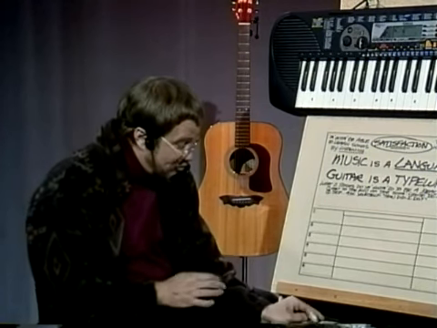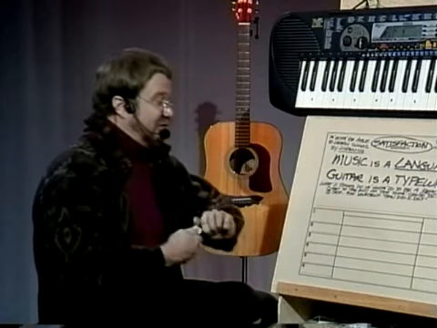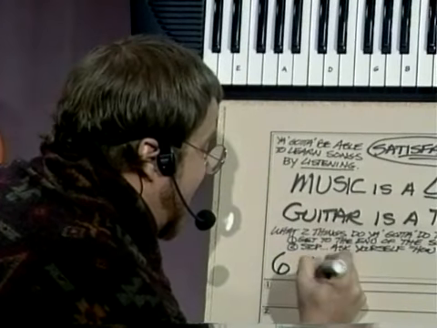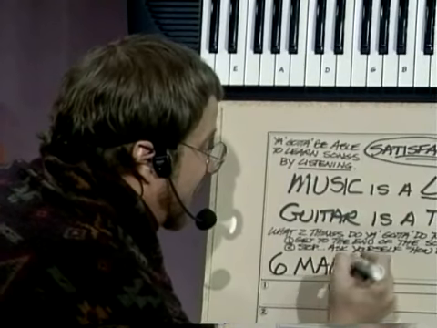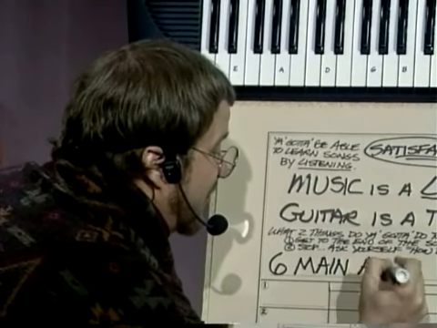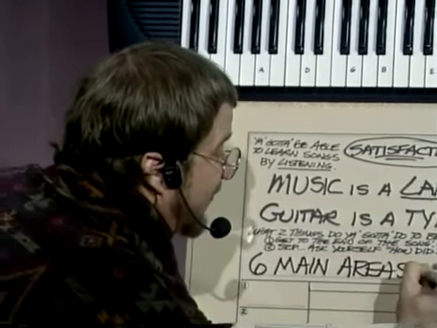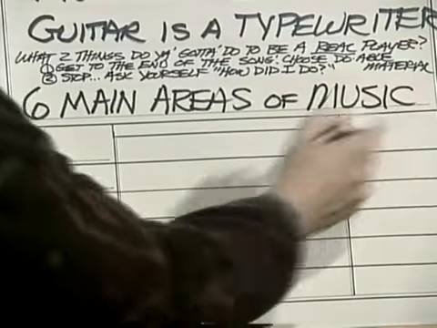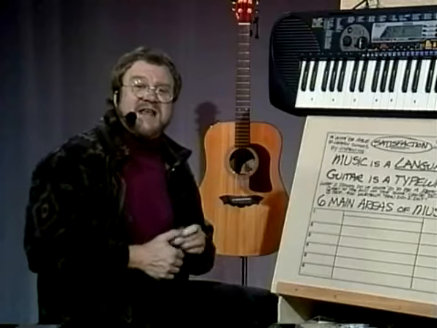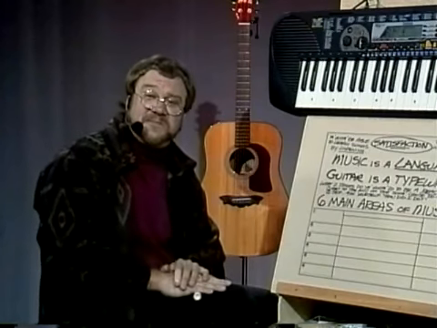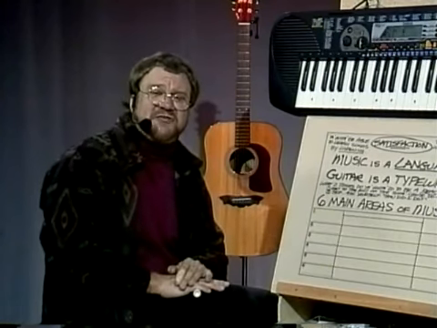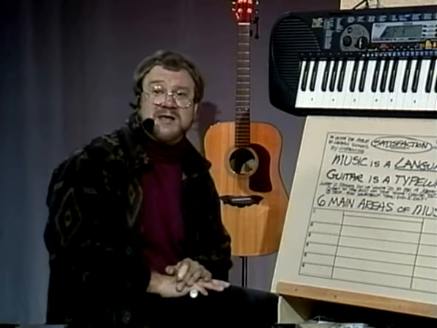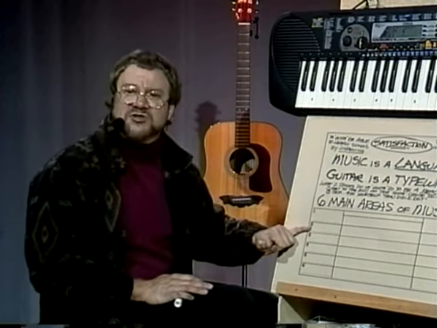And this leads right into our next big concept, which I call the 6 main areas of music. Another way of looking at it is music is a language, and it has 6 parts of speech. And you have to understand these 6 different concepts in order to be able to really control the medium. We're actually going to start down here with number 2.